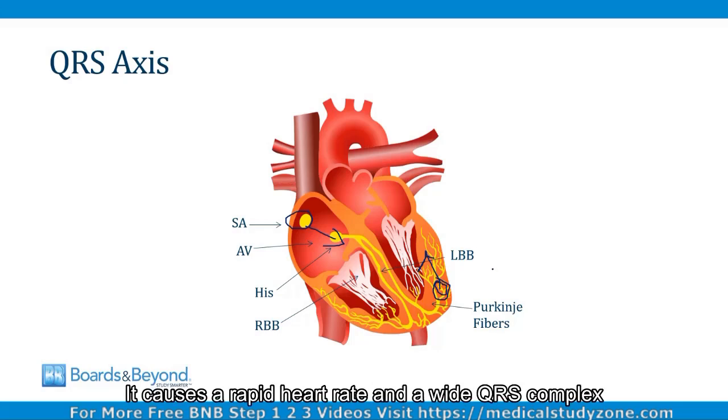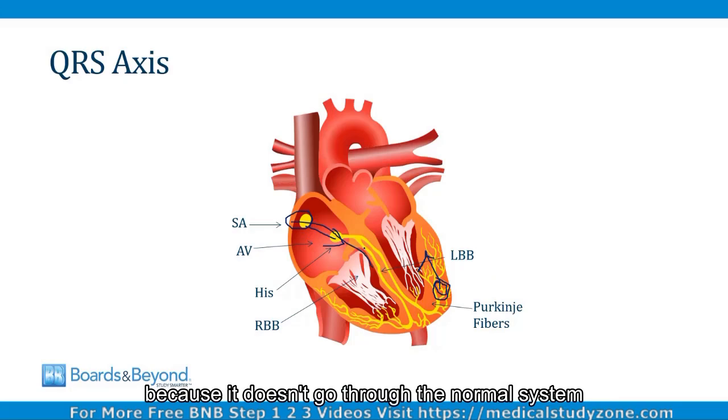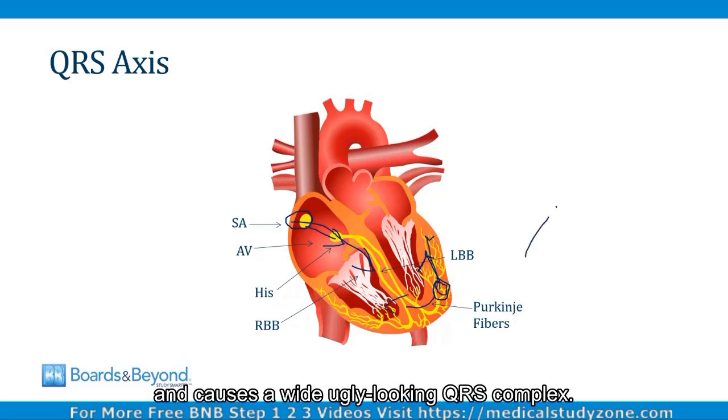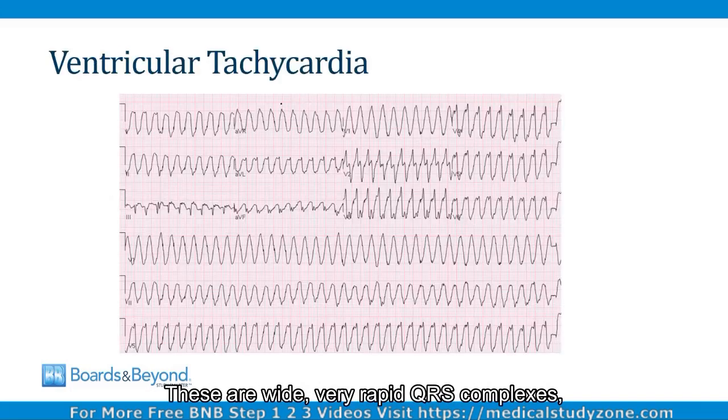It causes a rapid heart rate and a wide QRS complex because it doesn't go through the normal system like depolarizations from the SA node. It's aberrant, and it goes all over the ventricle this way and that way and causes a wide, ugly-looking QRS complex. And that's what you're seeing here. These are wide, very rapid QRS complexes. That's consistent with ventricular tachycardia.